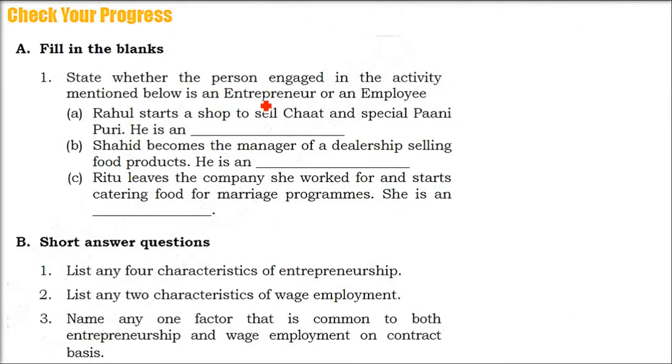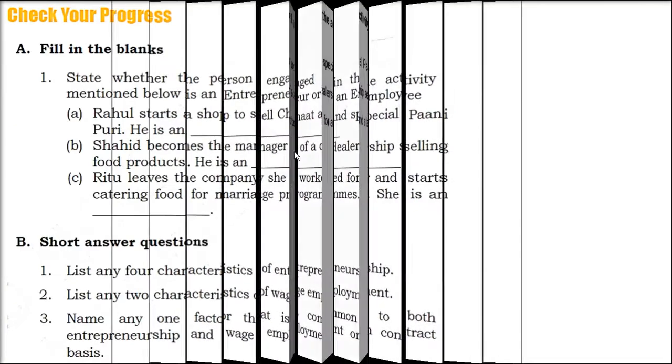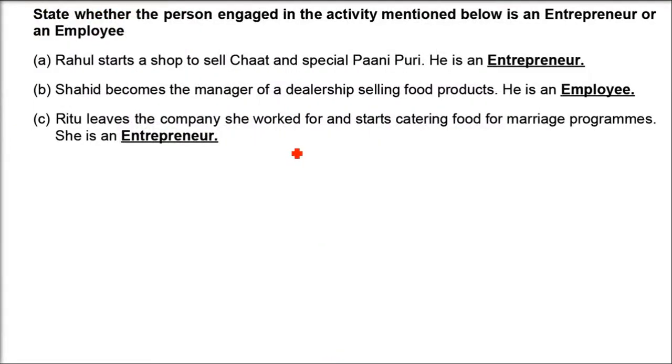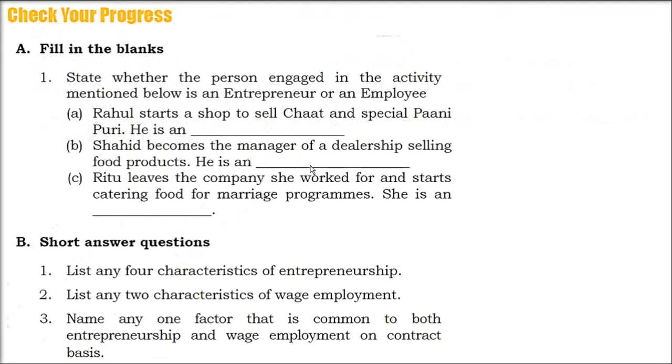Let us take question and answer. State whether the person engaged in the activity mentioned below is an entrepreneur or an employee. Rahul started a shop to sell chaat and special pani puri. He is an entrepreneur. Now if you see here, there is a special word here, special pani puri. So he is bridging some gap which is required in the society. Second thing is he is self-employed, right? And he offers special pani puri and is self-employed, that only accounts to his being an entrepreneur. He is an entrepreneur, right?